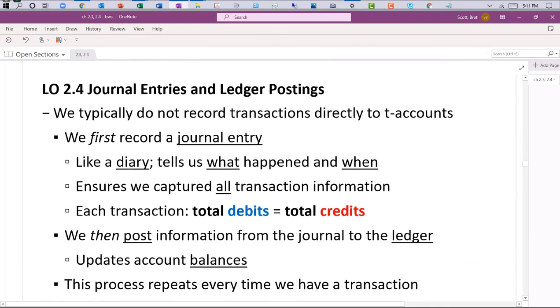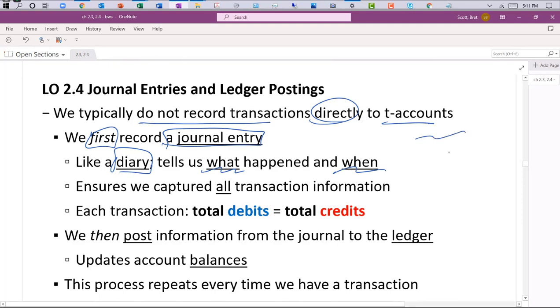Specifically, now, we know how accounts change. We know how accounts reflect changes. What's the specific step-by-step we need to go through to record the effects of a transaction? First and foremost, we typically do not record transactions directly into T accounts. The first step we do is record a journal entry. Think about journals like a diary. Diaries tell us what happened and when. They're a chronological listing of events.